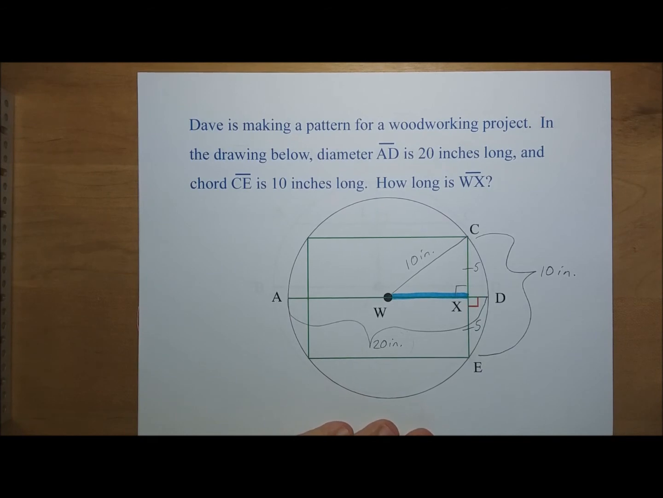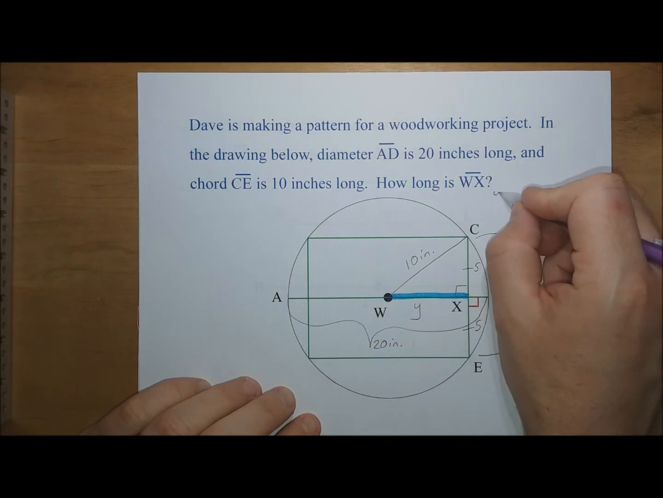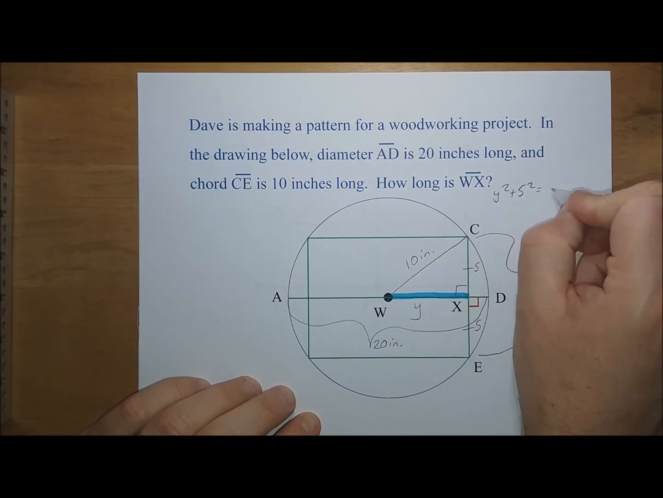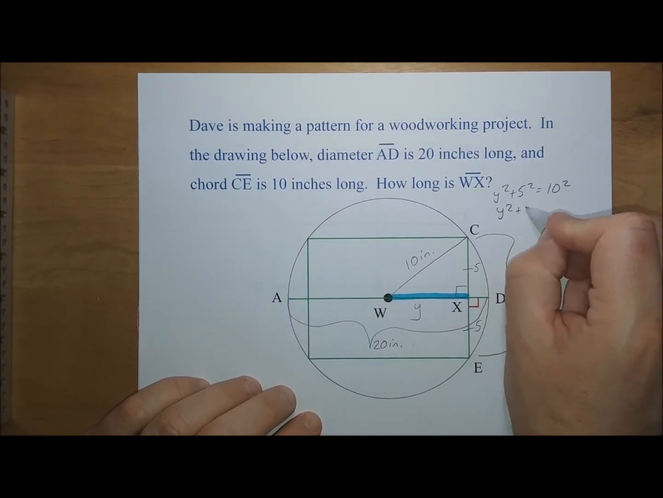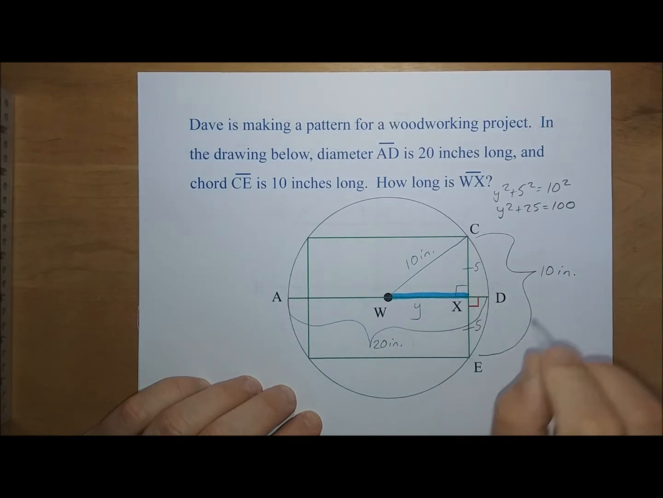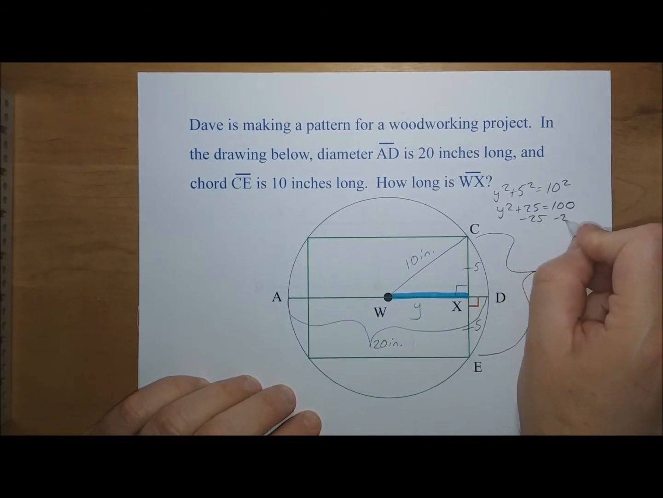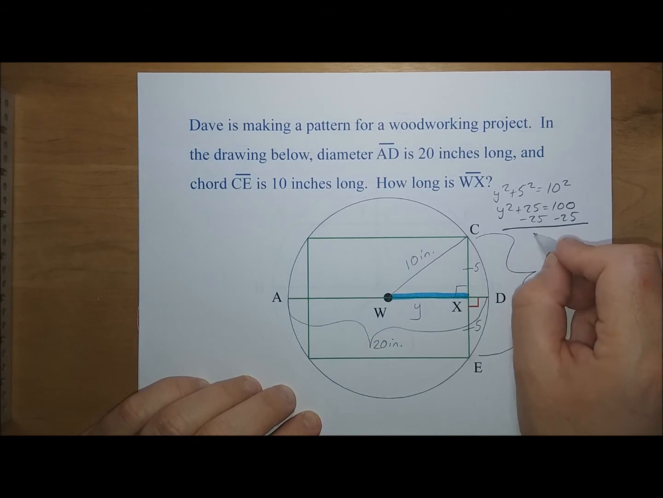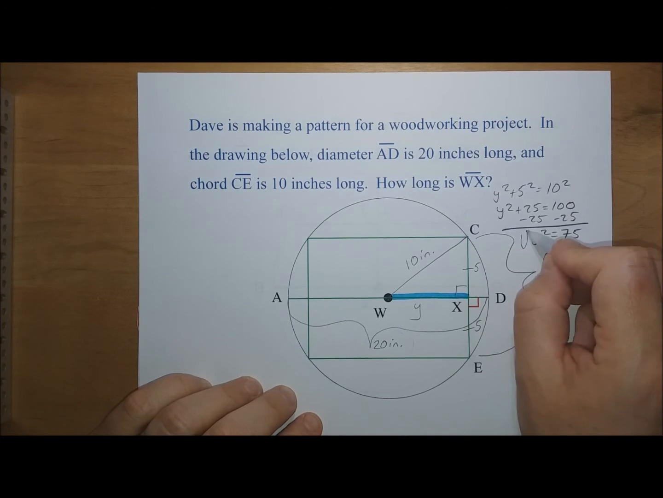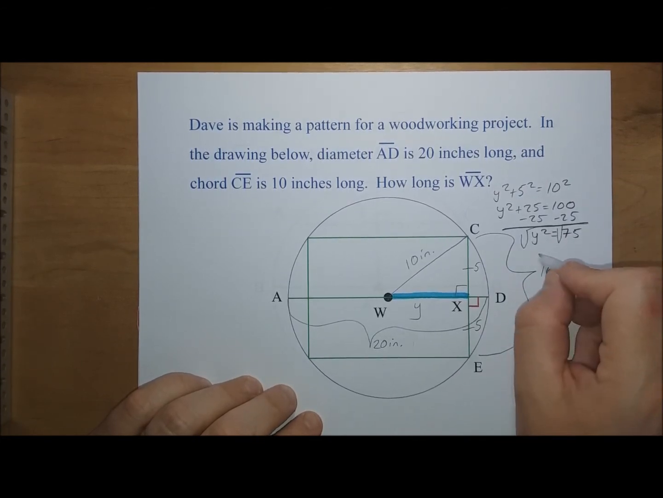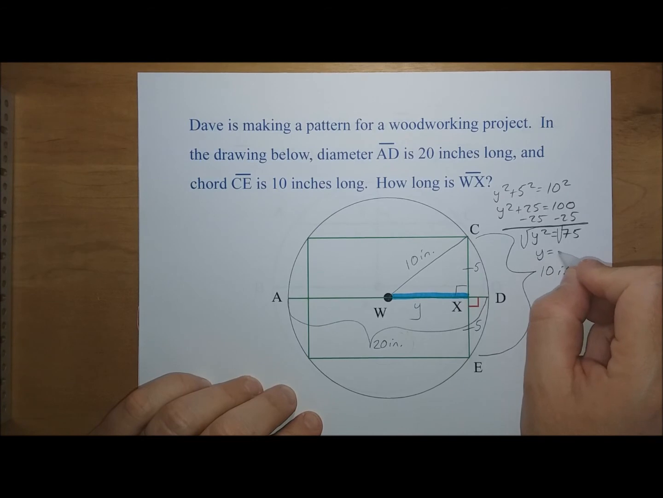Okay. Can we drop a little Pythagorean theorem on this now? Absolutely. We're after this here. Shall we call this y? And could we say that y squared plus 5 squared equals 10 squared? Right? And we're going to get y squared plus 25 equals 100. And we can solve this for y. We'll subtract 25 from both sides. We get y squared equals 75. And we'll take the square root of both sides. Swish and flick. And we get y equals the square root of 75.